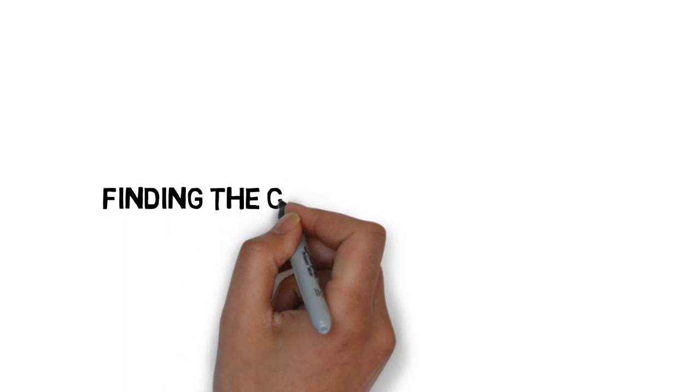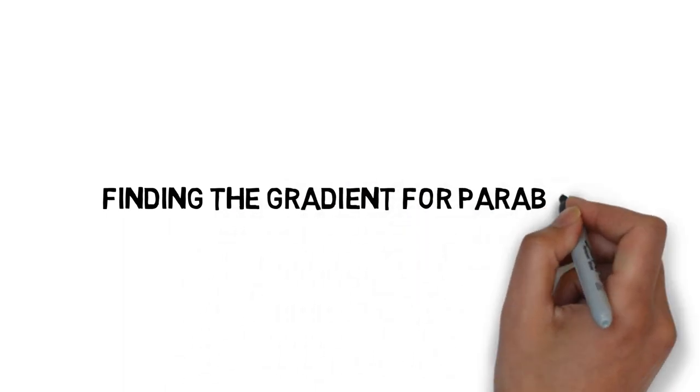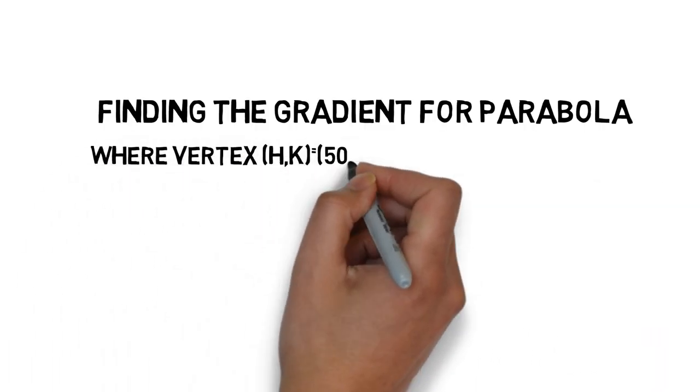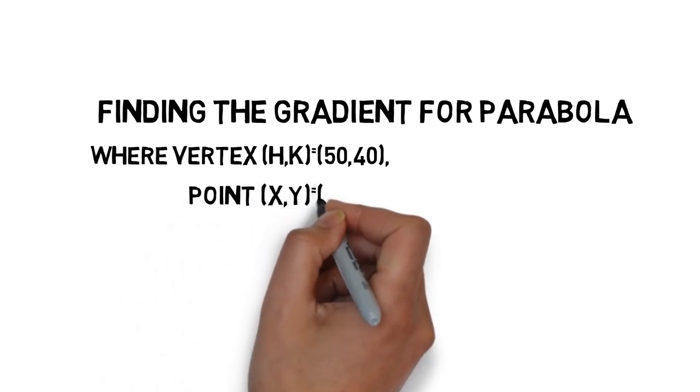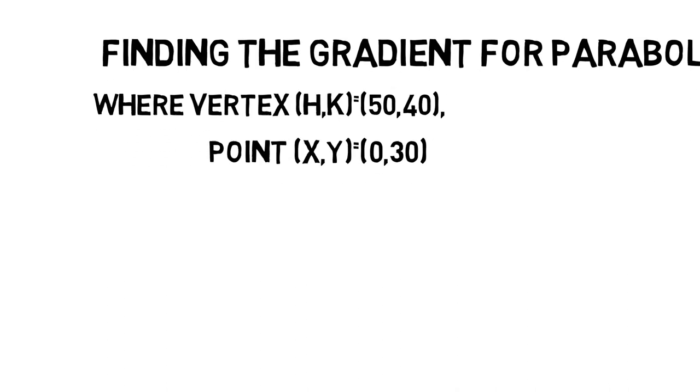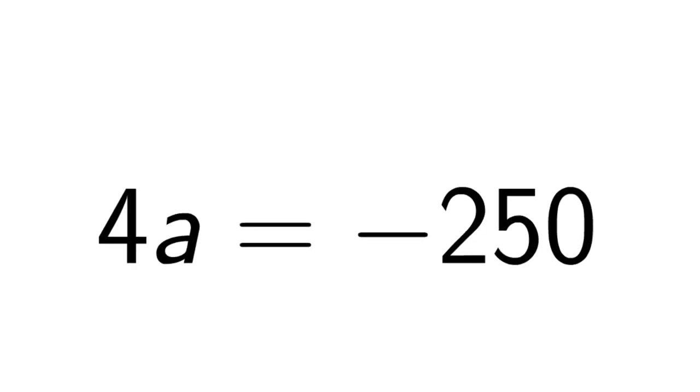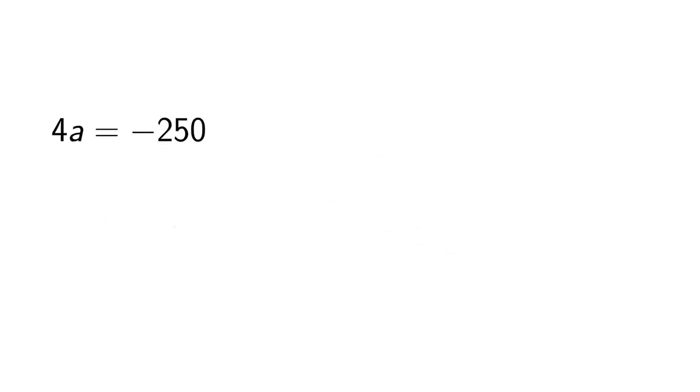The vertex coordinate is needed to find the gradient of a parabola. Here, the coordinate is 50 and 40. The equation is also substituted by the coordinate of any point on the parabola as x and y. After that, the gradient is substituted into the parabola equation and transposed into y in terms of x.